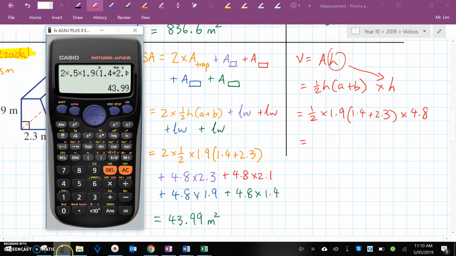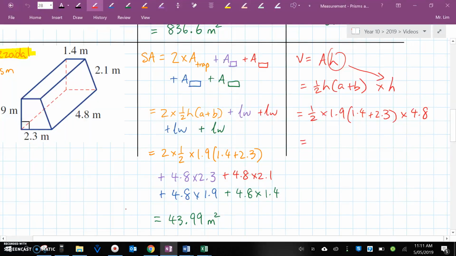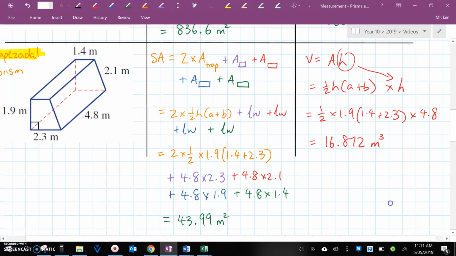Let's put that in the calculator. Half times 1.9 times 1.4 plus 2.3 times 4.8 is 16.872 meters cubed. And that's it for this video.